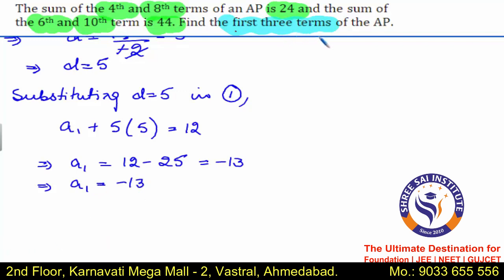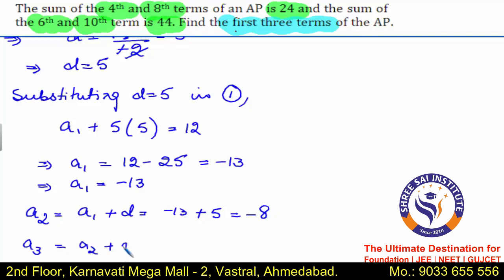Now we have to find the second term, and the second term can be obtained by adding the common difference D to the first term, since every term of an AP can be obtained by adding the common difference D to the preceding term. Therefore, here we have minus 13 plus 5, which is equal to minus 8. Similarly, the third term can be obtained by adding the common difference to the second term. Second term is minus 8 and common difference is 5, so this is equal to minus 3.